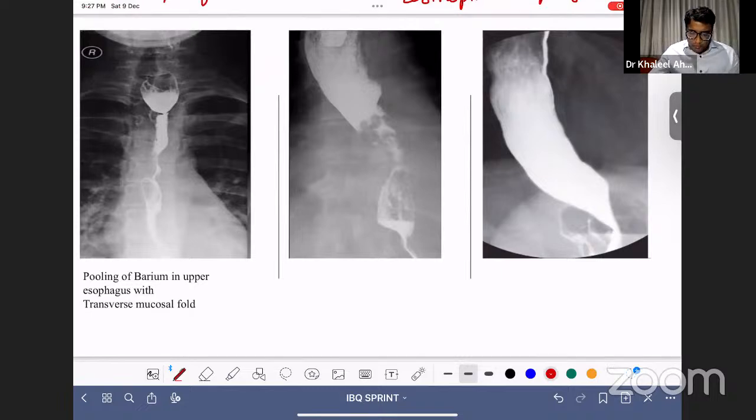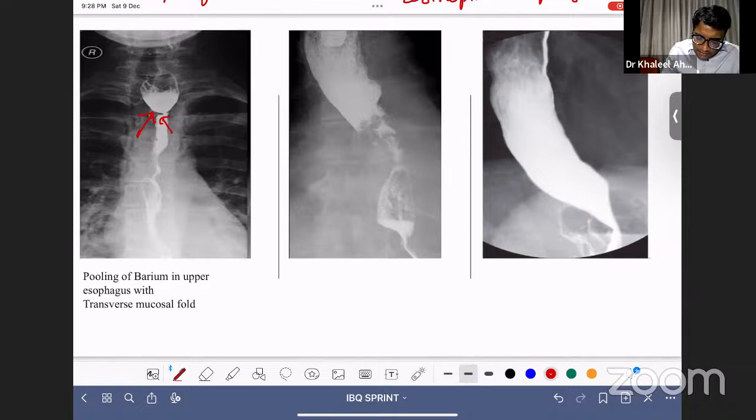What about this? Schatzki's ring would be in the lower part of the esophagus. Look at here. You are seeing pooling of barium in the upper part of the esophagus, and you are seeing a mucosal fold in the upper part of the esophagus, especially from the anterior part. There is a mucosal fold causing pooling of barium in the upper part of the esophagus.